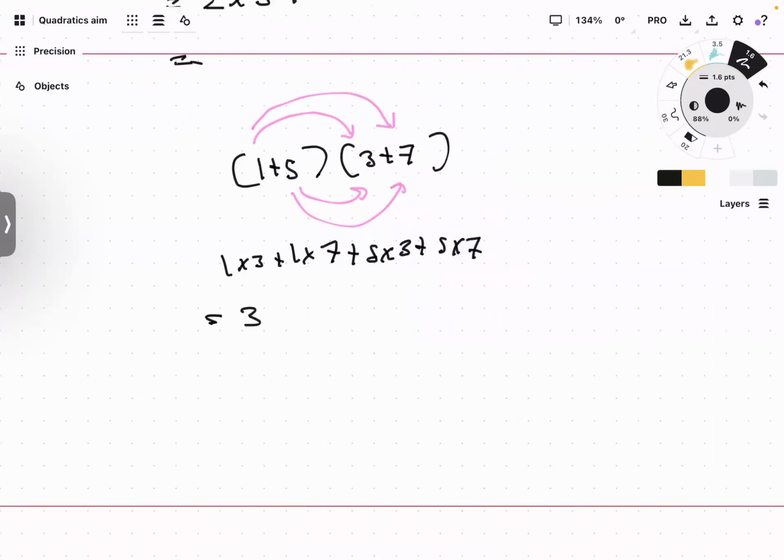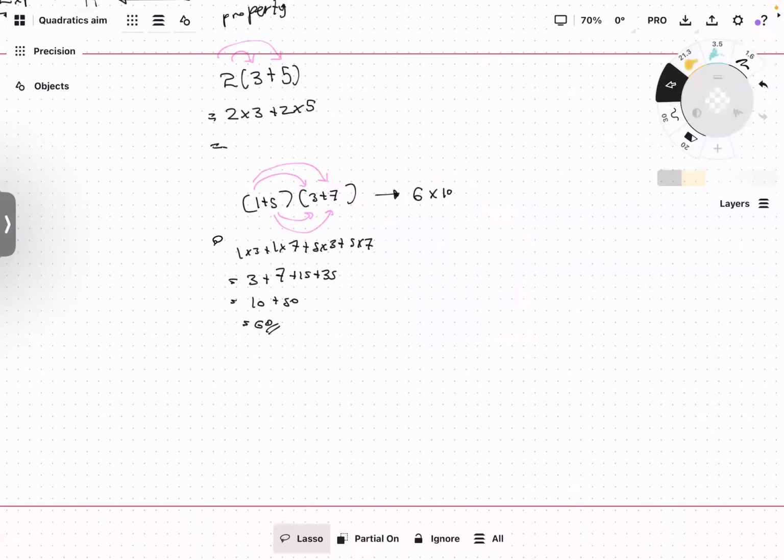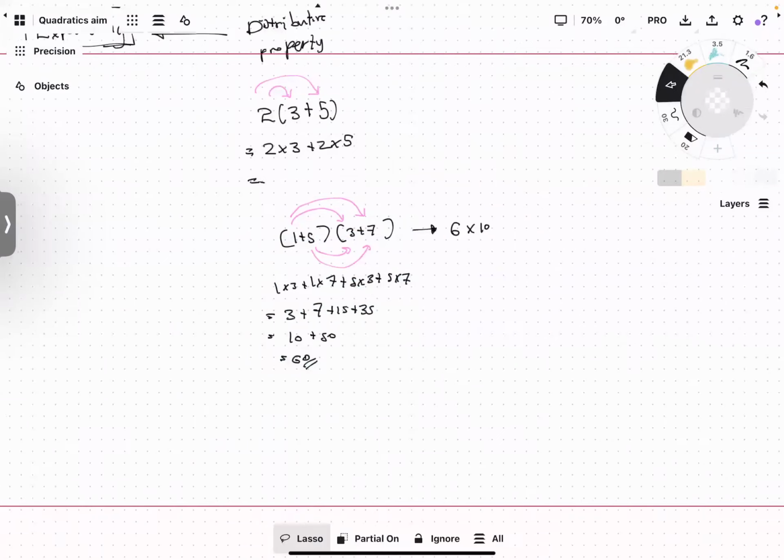And then we'll check if the answer makes sense. 3 plus 7 is 10, 5 times 3 is 15, 5 times 7 is 35. 10, 15 plus 35 is 50, 60. Okay, so it's 60. And if I do this directly, 1 plus 5 is 6, 3 plus 7 is 10, so 60. Obviously correct. But this is verification that this method still gives the same answer as what you would get directly.